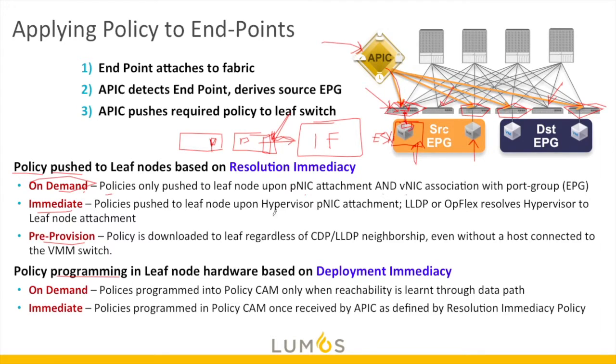Immediate is policy push to the leaf upon hypervisor PNIC attachment, when LLDP or OpFlex resolves the hypervisor leaf node attachment. That's even before the VM has powered up, or we've done a vMotion. Maybe we've got a port group here, but there's no VM on that ESXi host yet. So if we do immediate, as soon as we apply the policy in the APIC, it'll get pushed down to any leaf that already has a hypervisor attached. So it's kind of pre-pushing that policy.